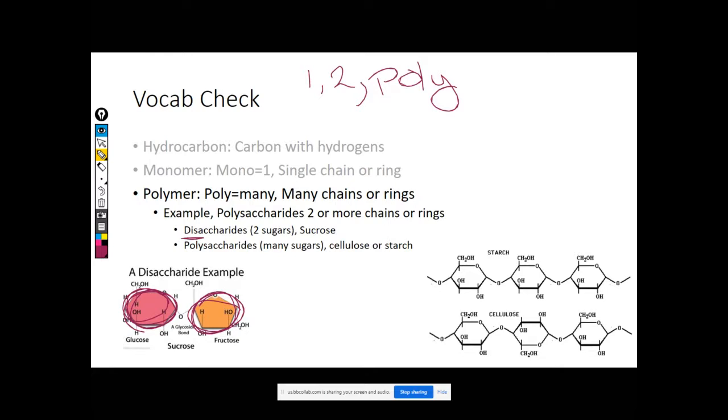Okay, so if I look at my starch over here, how many rings does my starch have? 3. How many rings does my starch have? Yeah. Poly. So more than 2, right? So this is a polymer. There, we all learned to count to many today.